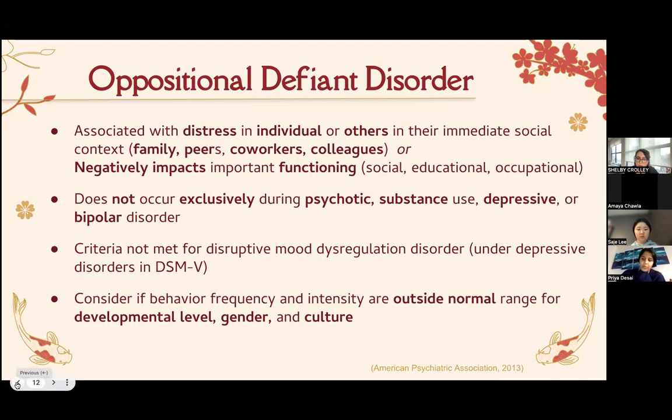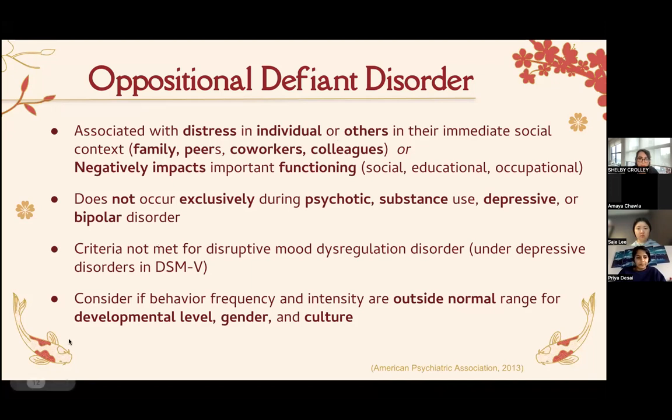And then we can't necessarily rule out the criterion that the behavior does not occur exclusively during psychotic, substance use, depressive, or bipolar disorder, because her childhood was pretty rough. So she probably does have either PTSD or depressive symptoms from her childhood. So before diagnosing her with oppositional defiant disorder, you would have to know that she doesn't encompass any of the symptoms for depression or PTSD, I'd say. But besides that, I feel like it would pretty much be oppositional defiant disorder if we were to diagnose between one of the two.